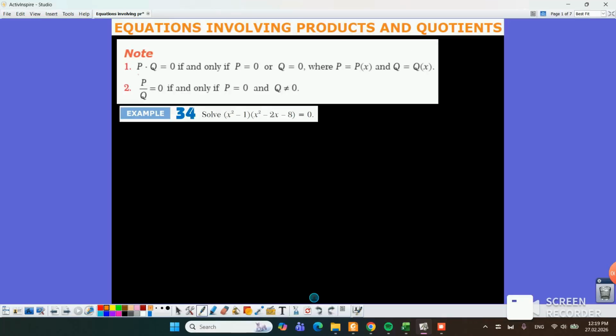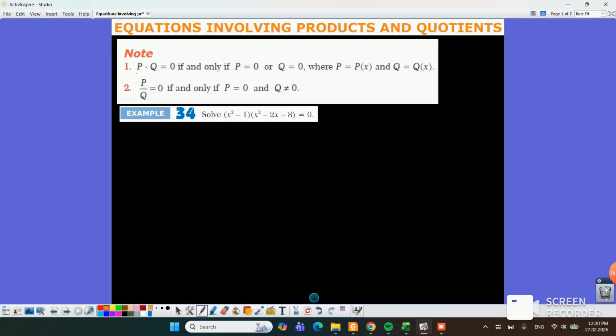As we have known before, if the multiplication of two expressions is equal to 0, like P times Q is equal to 0, this is possible if and only if P is 0 or Q is 0. Here P and Q are two polynomials. And in a quotient, if P over Q is 0, this is possible only if P is 0 and Q cannot be 0. Why? Because if the denominator is 0, the expression will be undefined. With these two pieces of information, we'll start to solve our questions.